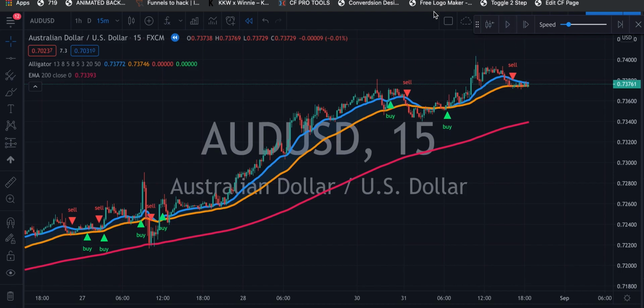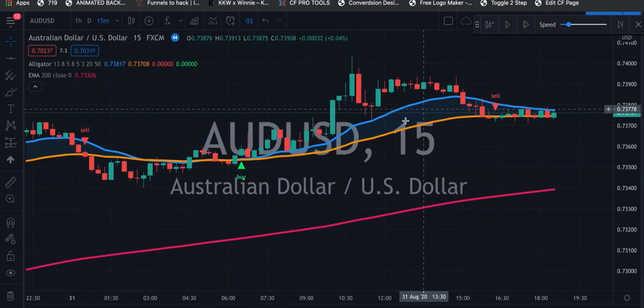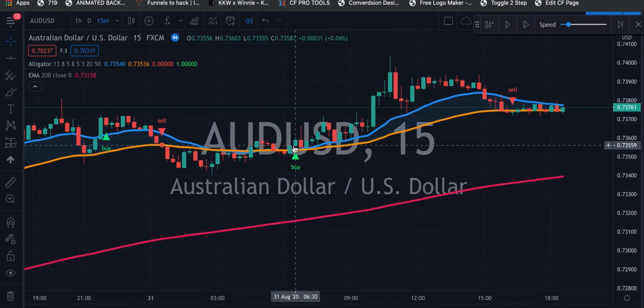So let's go over how you trade this strategy. It's very simple. When you see a buy, if you see the candle bar above the blue, the orange, and the purple, then it's most likely a very good buy. The further the purple line is away from the orange and blue line when they call a buy, the higher chance it's going to go up that direction.